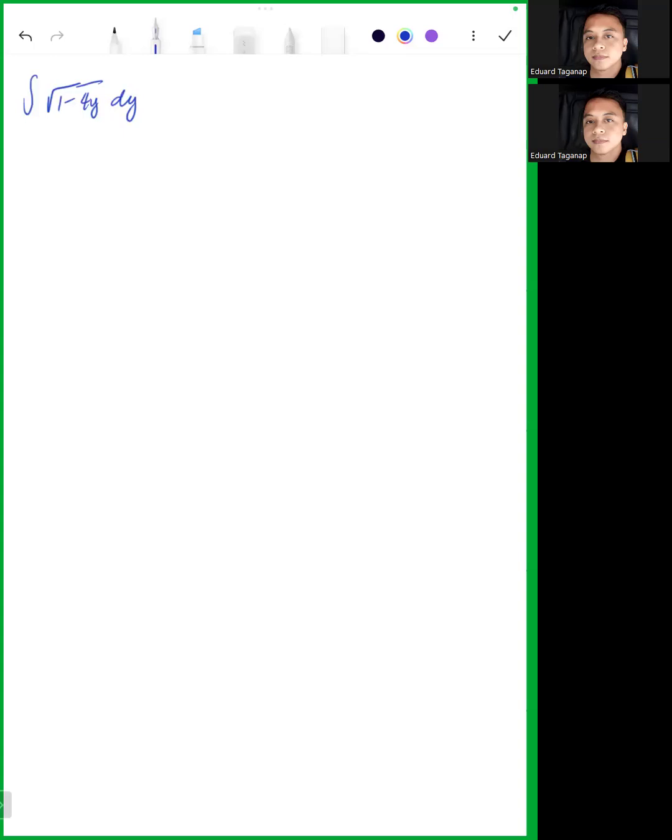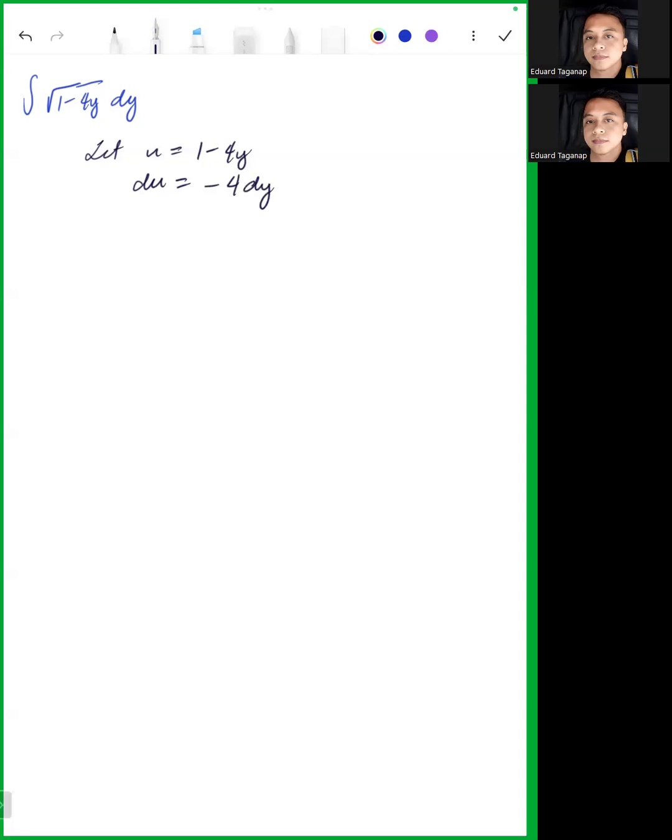So what we usually consider as a new variable is the one inside the root, or sometimes the one that is being raised to a particular power. In this case, we're going to let u be equal to 1 minus 4y. After letting a new variable u, let's determine its derivative, taking du, and we'll have negative 4 dy.